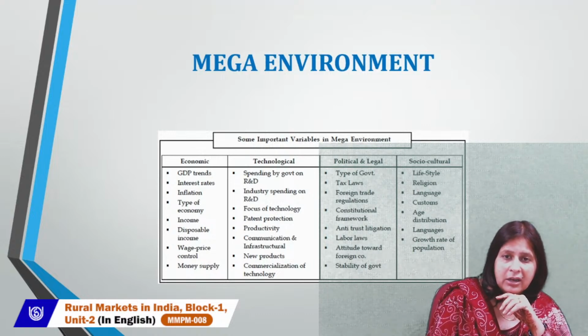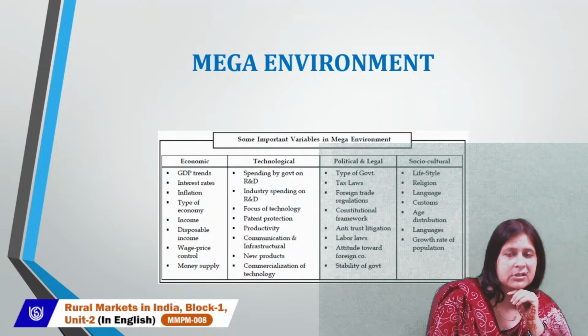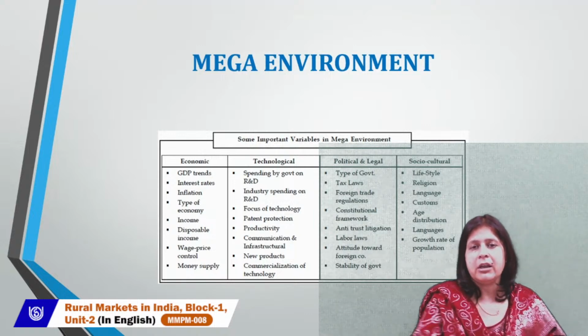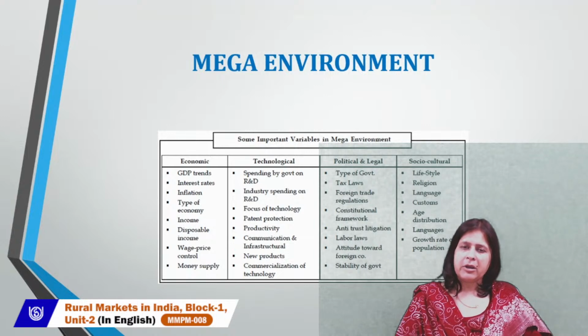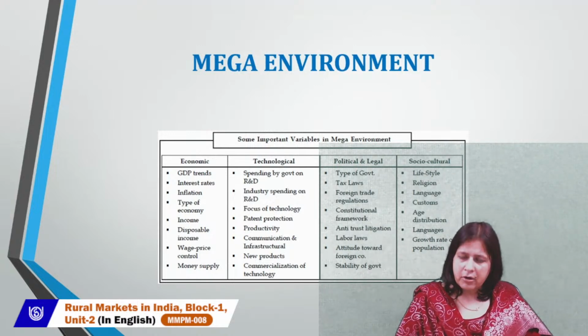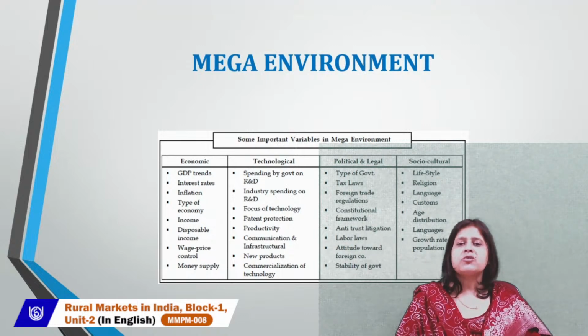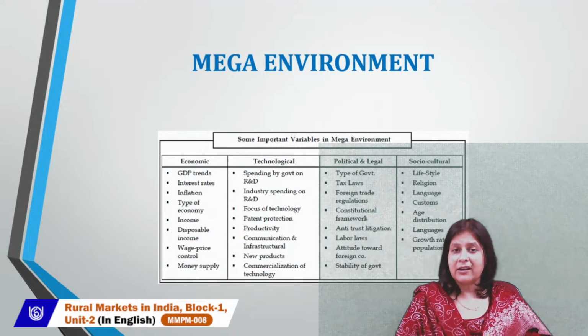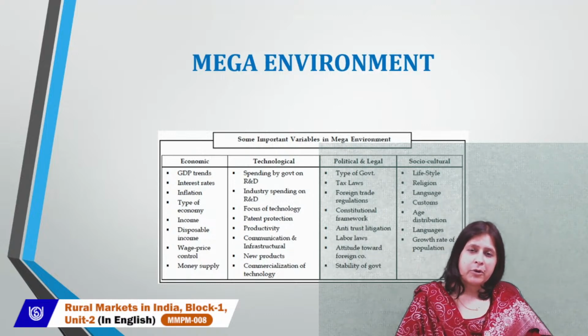Then patent protection is very important, so it's technological, right? Productive communication and infrastructure, right? So this is also a technological environment. Because of the advancement of infrastructure and communication, it becomes easier for the organization to reach far-flung areas, right? And then come new products, right? New products play a very important role. We all know that every product has a life cycle. It is very important that if a company wants to survive, they should introduce new products from time to time.